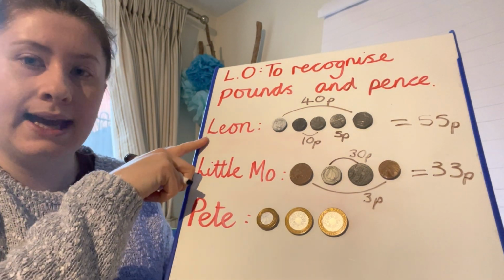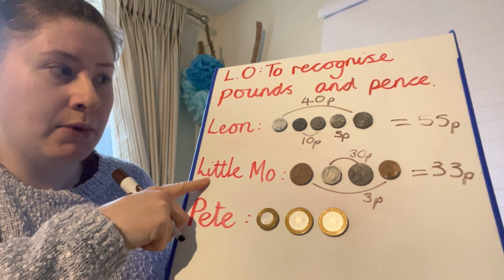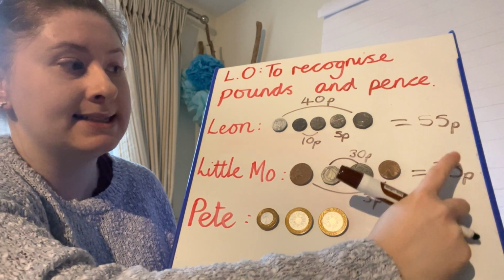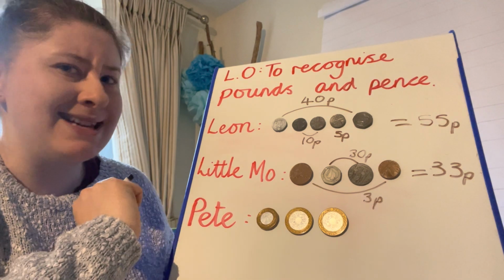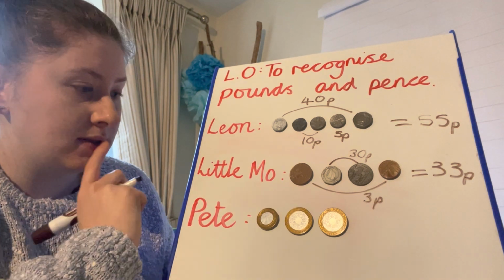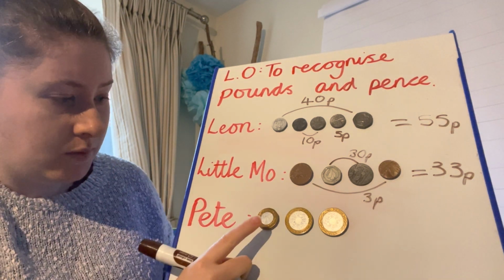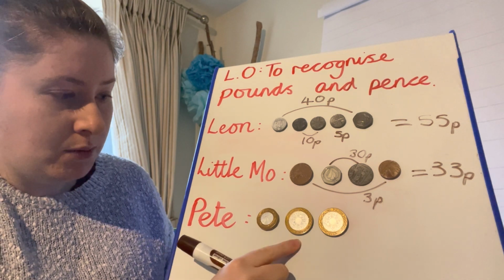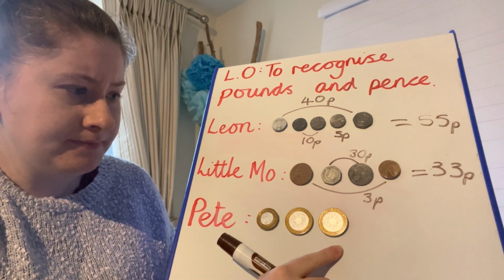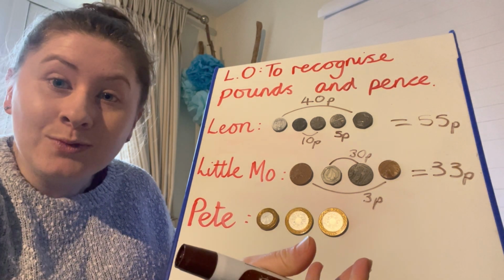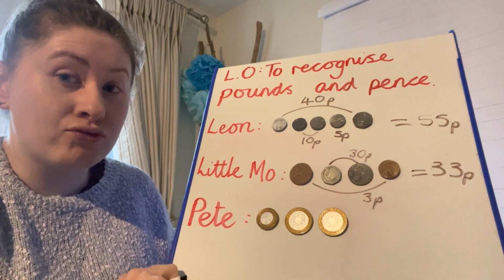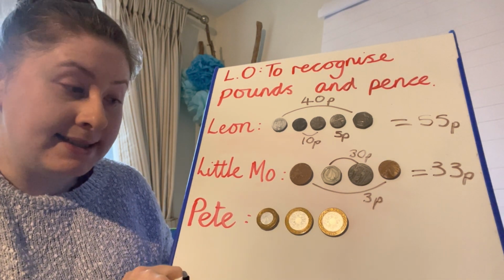So far Leon has the most and little Mo has the least. She has less than Leon. Let's check Pete, because I thought he would have the least amount. Let's have a look. So we've got £1, £2 and £2. They're pounds, aren't they? And a pound has a greater value than a pence.